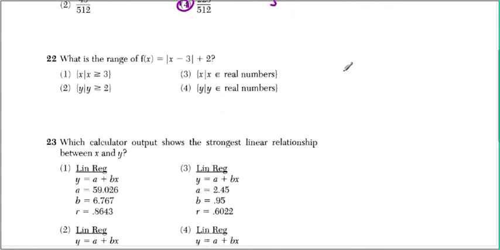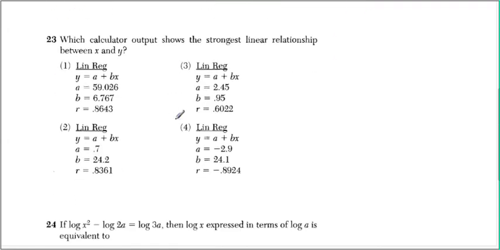Alright, absolute value equation. Looks like this is the parent. The minus 3 plus 2. So minus 3, 1, 2, 3. That means it moves it this way. Plus 2 moves it up 2. So that's the value 2. Y is greater than or equal to 2. Strong linear relationship. I'm looking at the correlation coefficient. That's the biggest one. That's the answer.